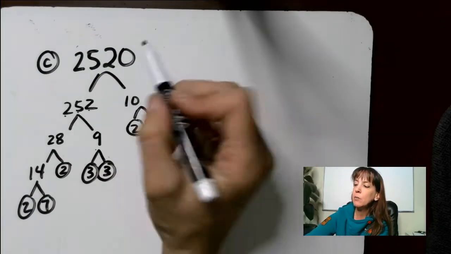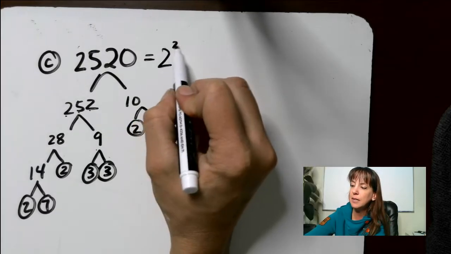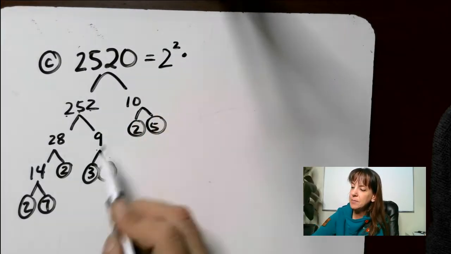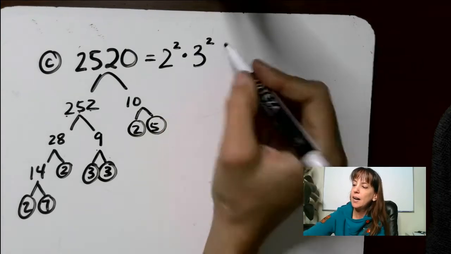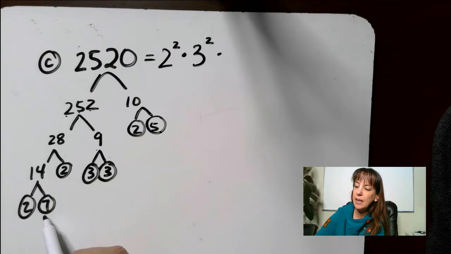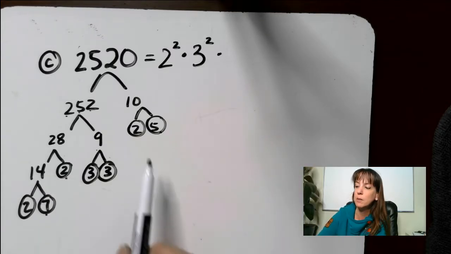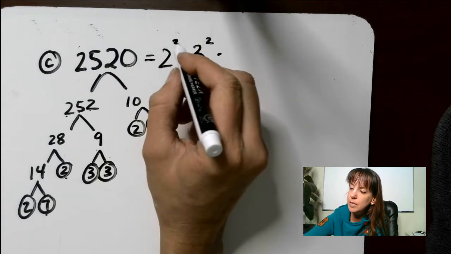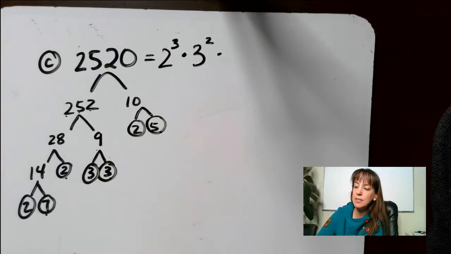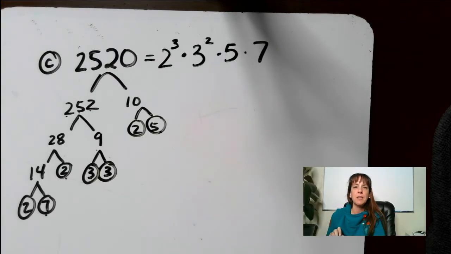So we're going to go back up here. We're going to count all of our 2's. We have 1, 2. So 2 to the second power times, we've got 2 3's, 3 to the second power, times, we've got a 5 and a 7. Oh, shoot, you know what? I forgot this. This is why it's important you circle them. 1, 2, 3 2's. Whoops. 3 2's. And then 2 to the third power, and then times 3 squared times 5 times 7. Beautiful.